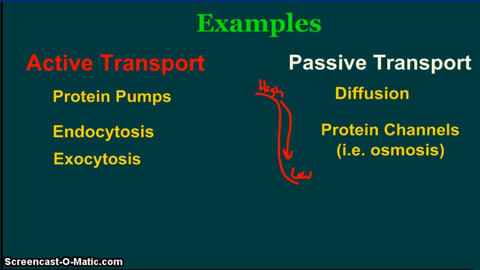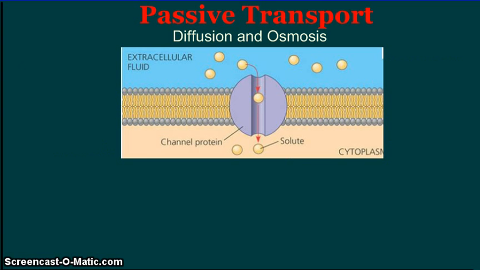Endocytosis and exocytosis. Those are our types of active transport. And now I'm going to show you how each of these works. Passive transport, diffusion and osmosis.